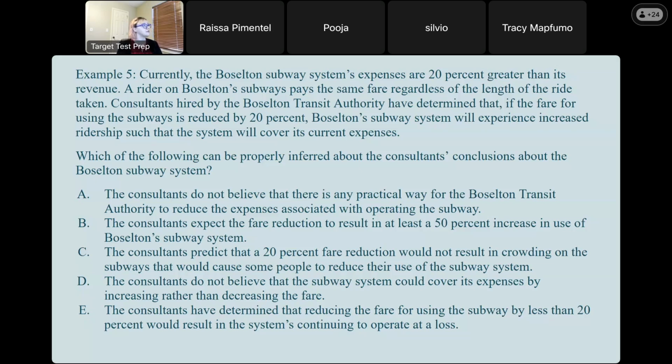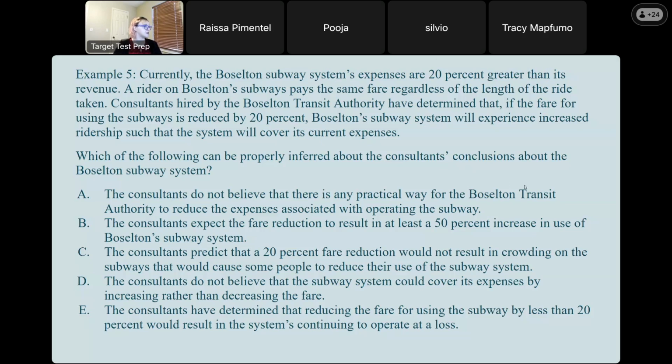A, the consultants do not believe that there is any practical way for the Bozelton Transit Authority to reduce the expenses associated with operating the subway. That is not supported because there could be practical ways, and that's just not as easy as this. There could be other options, and they're recommending this one for whatever reason. Perhaps they recommended a practical way for them to reduce expenses, and the Bozelton Transit Authority was like, we're not doing that, give us something else. So A is not fully supported.